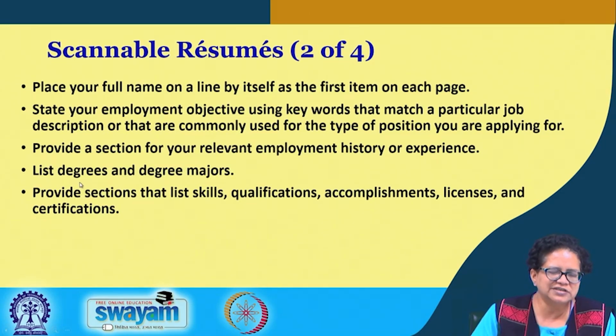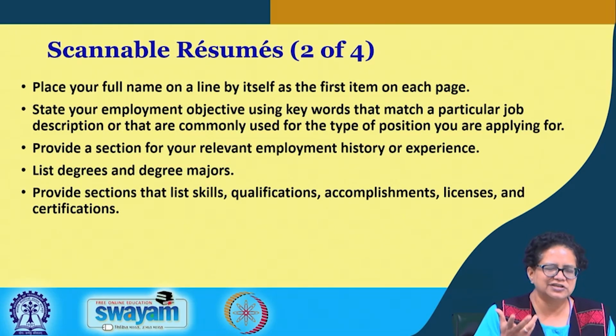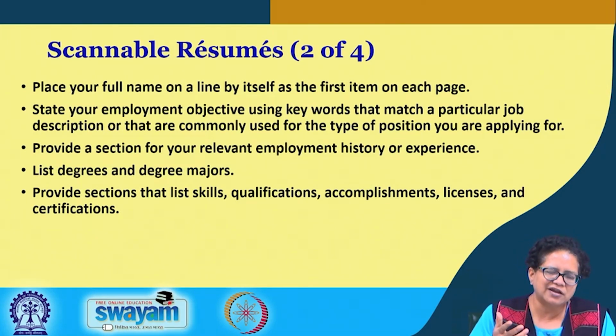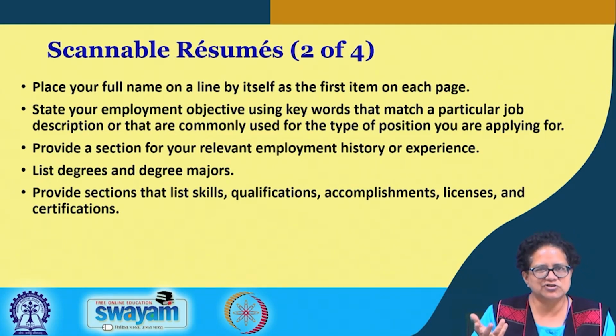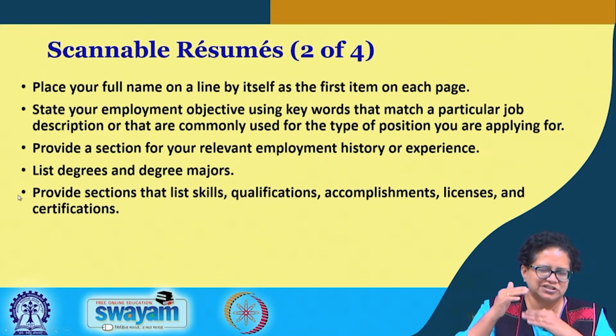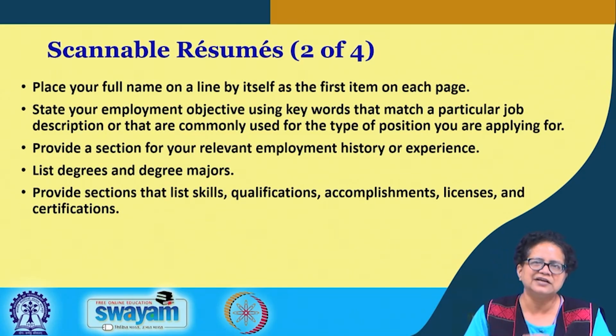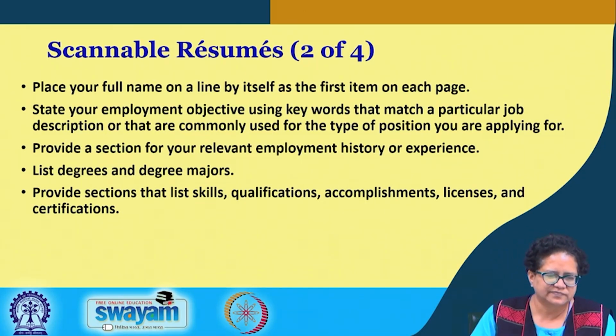List all your degrees and degree majors if you have specialized. For example, you have majored in history, or you have done a MSc in physics, then your degree major may be atomic physics or nuclear physics, as it may be. The last point here is to provide separate sections where you have skills, qualifications, accomplishments, licenses and certifications.